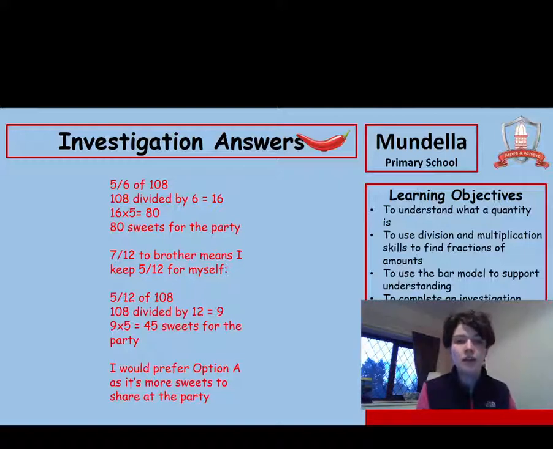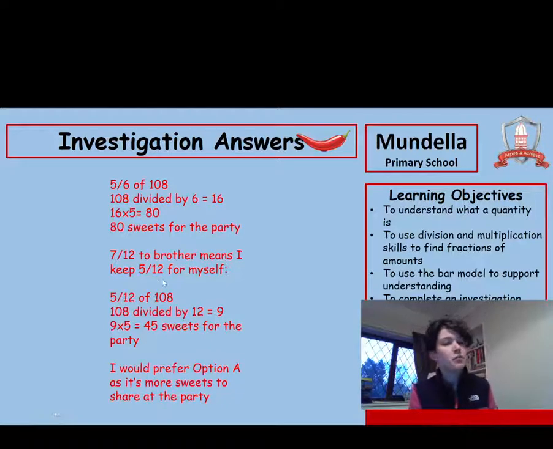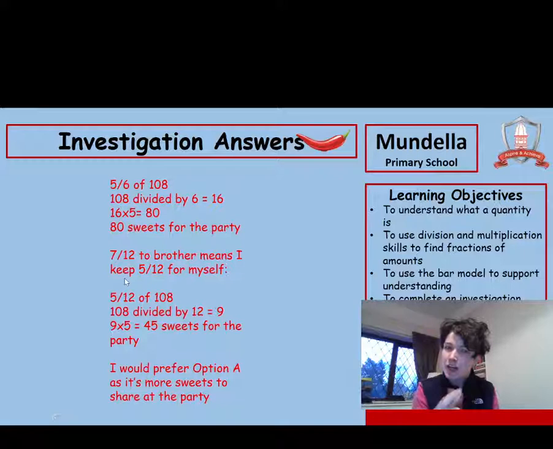Very well done. If you saw red chili peppers, that actually, if you give 7/12 to your brother, means that you keep 5/12 for yourself. So there you had to do a little bit of subtraction of fractions. And we can see that we prefer option A because it gives us the most amount to share at our party.